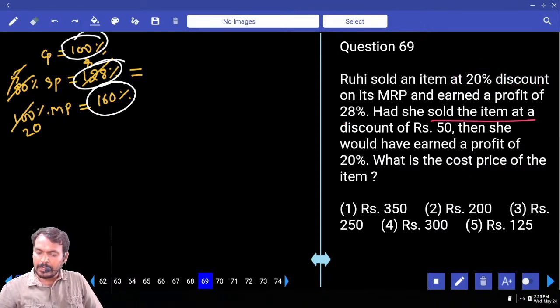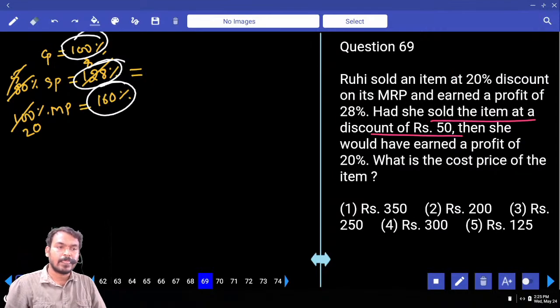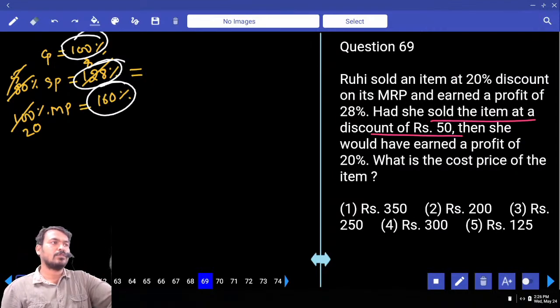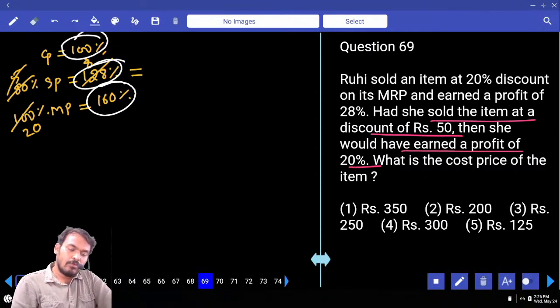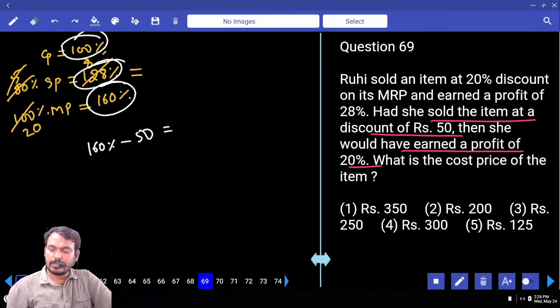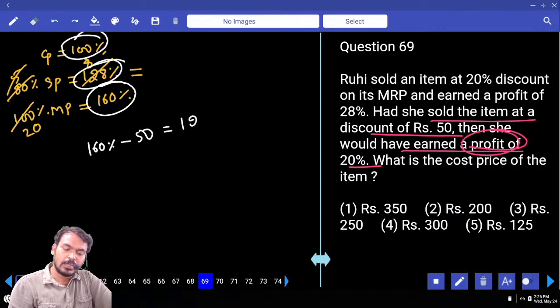And he sold the item at a discount of how much? 50. Means out of 160, how much discount is given? 50. But he earned a profit of how much? 20%. 160% minus 50, we are getting the new selling price. The new selling price is he getting a profit of how much? 20%. Means 120 percent. What is the difference between 160 and 120? 40%. Equal to how many rupees?